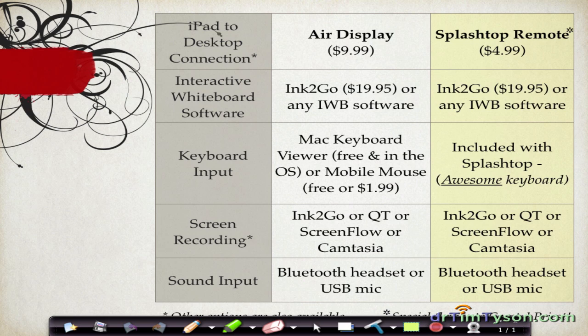You would use Ink2Go or any interactive whiteboard software that you have the license to use. And you can record using Ink2Go or QuickTime or ScreenFlow or Camtasia or any number of other solutions that are available too. And for your sound input, you can use either a Bluetooth headset or your USB microphone.